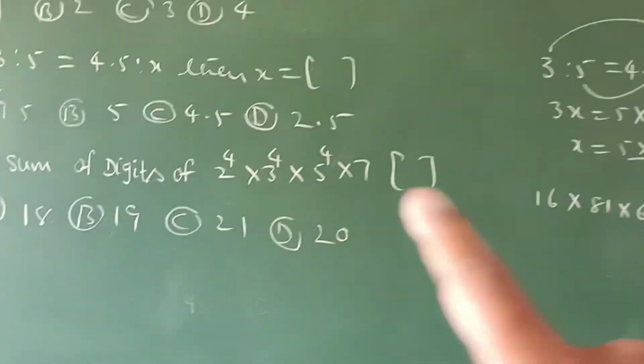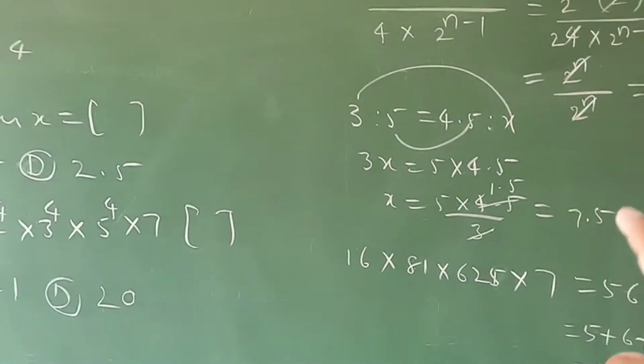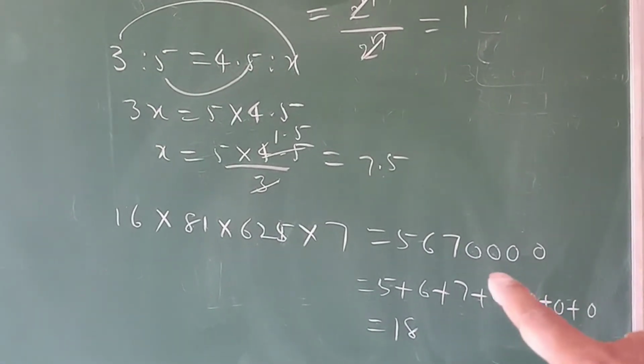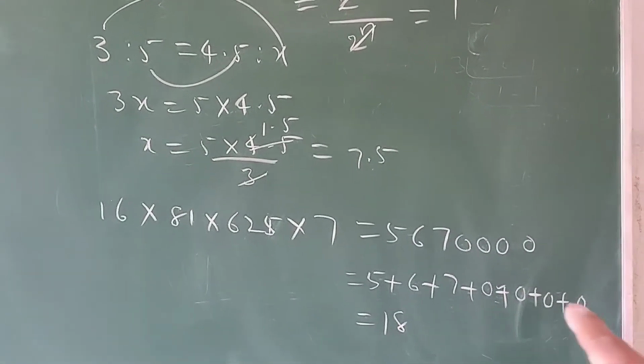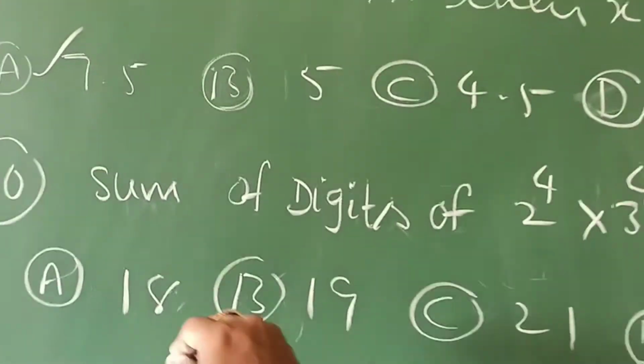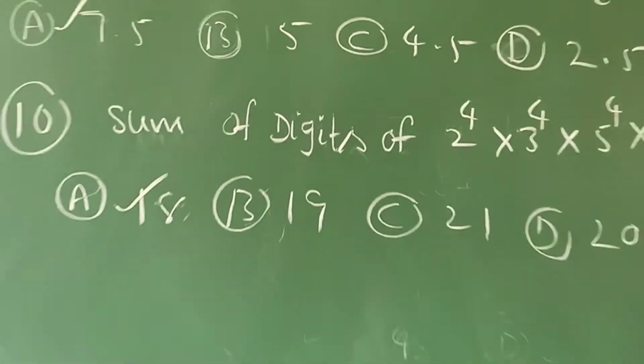Sum of digits in the product 2 power 4 into 3 power 4 into 5 power 4 into 7. So 16 into 81 into 625 into 7. This product is 56 lakhs 70,000. Therefore, the sum of all the digits in the given product is 18.